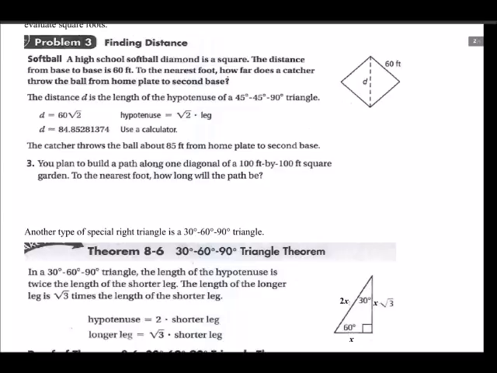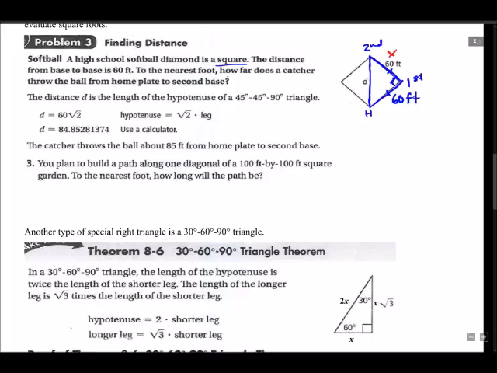And so this problem has a softball diamond is a square. That appears to be some important information. Squares are good for us, right? The distance from base to base is 60 feet. And how far does the catcher have to throw the ball from home plate? So here's home plate. Here's second base, first base. You can see that we have a right triangle here because it's a square and our 2 congruent legs. We are looking for the length of the hypotenuse.